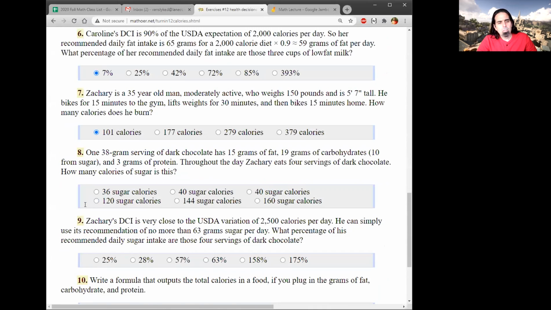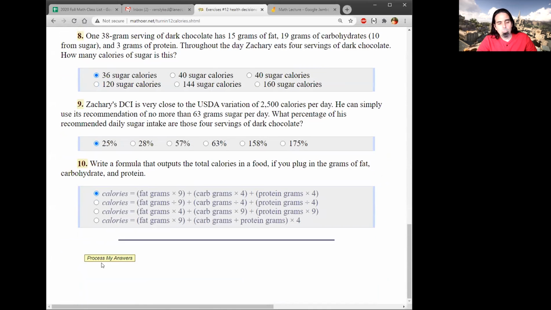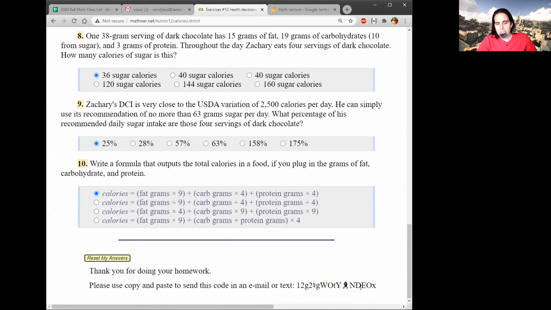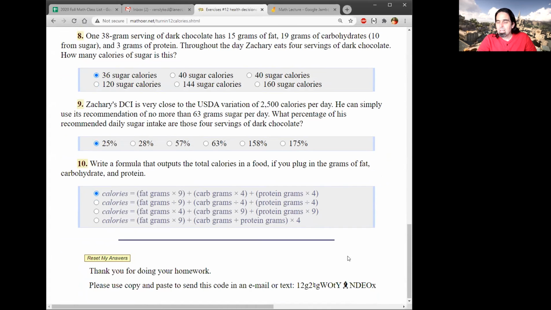And then at the bottom, it says process my answers. You click on the button and it sends you this bizarre code. Your job is to highlight the code and copy and paste it into an email or a text, send it to me, and then I'll tell you how well you did. If you're working with a group, which again I recommend, tell me who else is in your group so they can all get credit for turning this in.